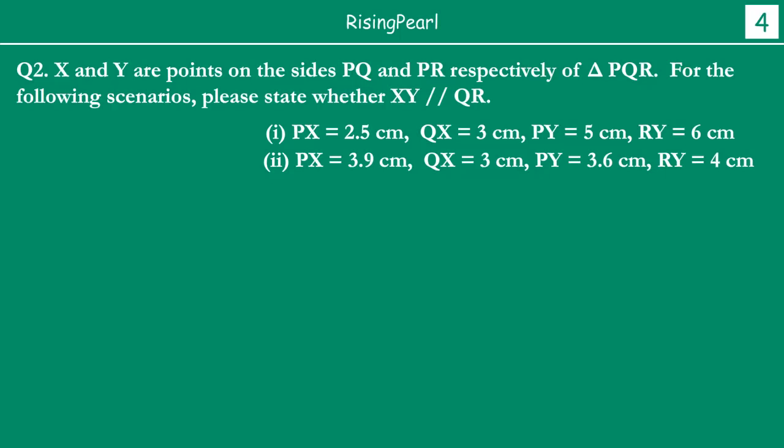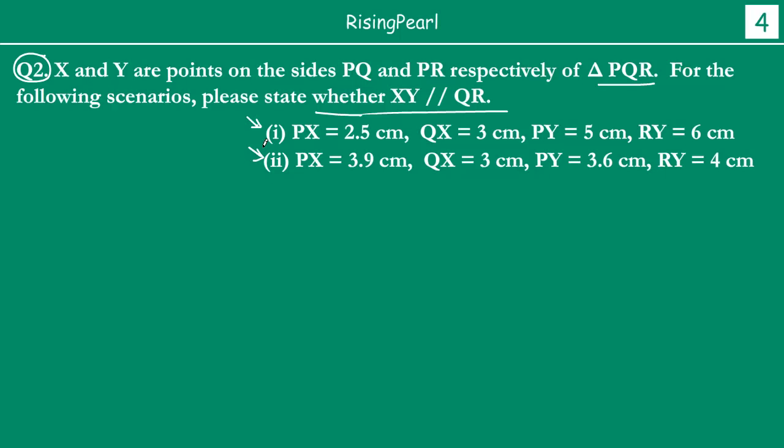So here, this is our question number 2. In this question, X and Y are points on sides PQ and PR respectively of a triangle PQR. For the following scenarios, please state whether XY is parallel to QR. We have to find out whether this is true or false. And so basically there are 2 questions, question 1 and question 2.